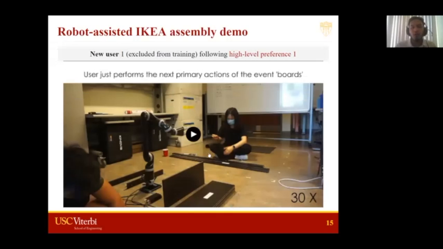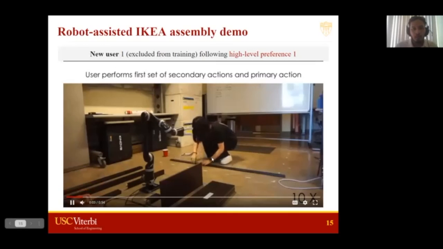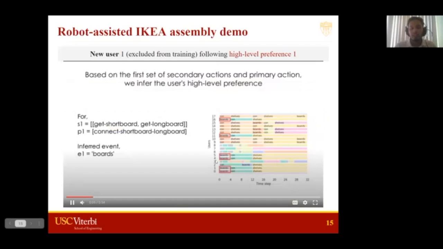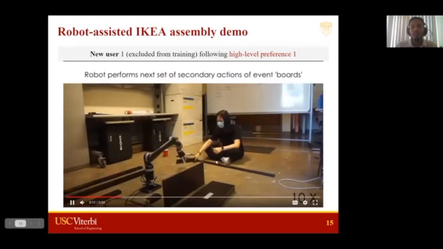Finally, we show how our approach can be applied in a real-world human-robot demo. Here, after observing the initial actions of the user, we can predict that the current event is boards and perform the secondary actions required for that event.